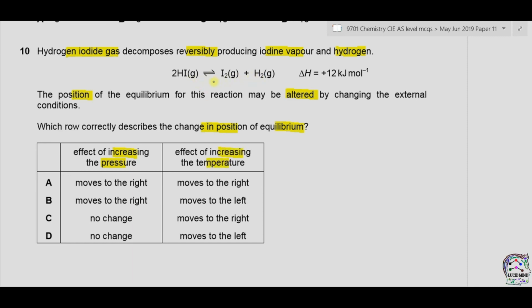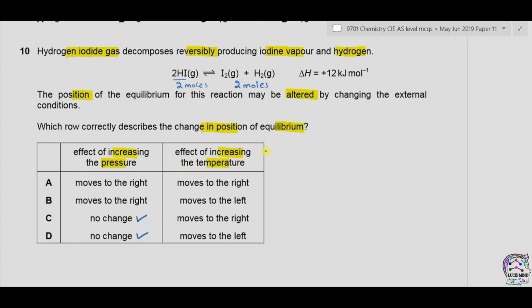Let's look into the number of moles of the reactants and products. We can see that 2 moles of HI gas are decomposing. So it is 2 moles on the reactant side, and 1 mole of iodine and 1 mole of hydrogen gas are formed. So there are 2 moles of product being formed. As the number of moles of reactant and number of moles of product is equal, there will be no effect of pressure on the position of equilibrium. This is because pressure will affect the reactant and product in an equal manner, so there is no change.